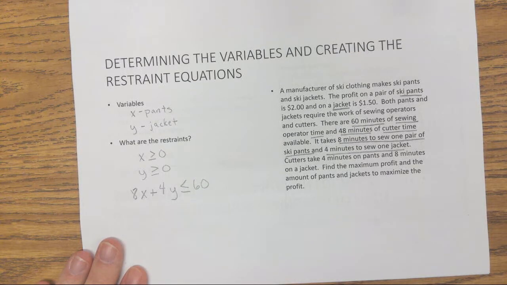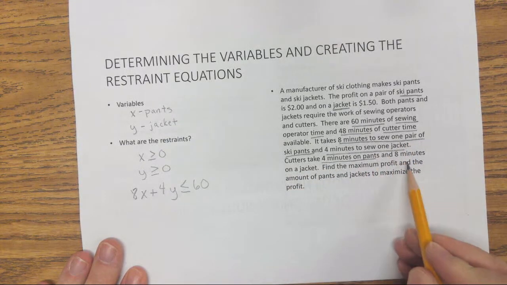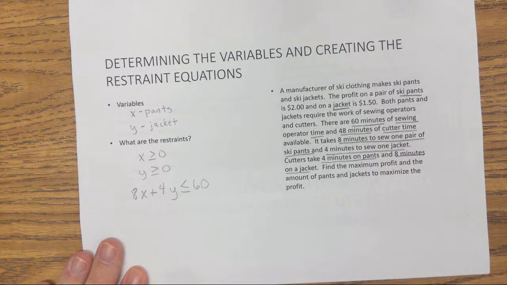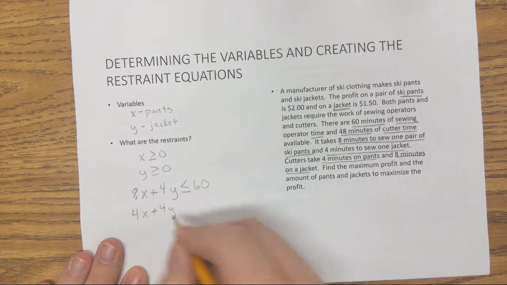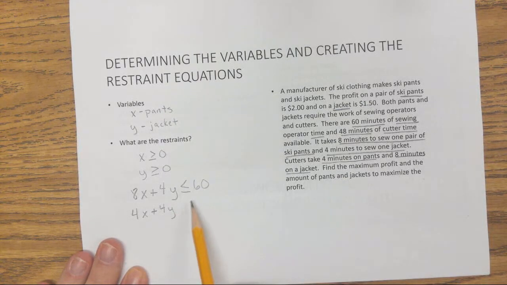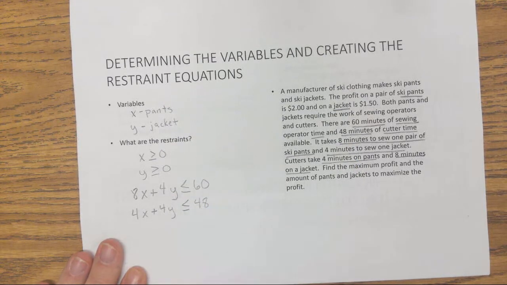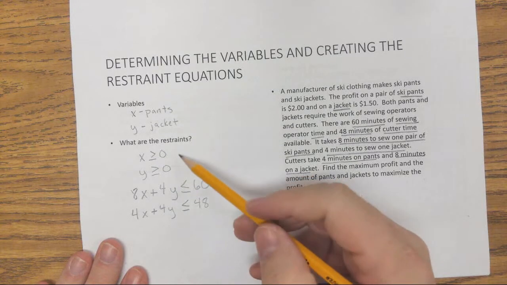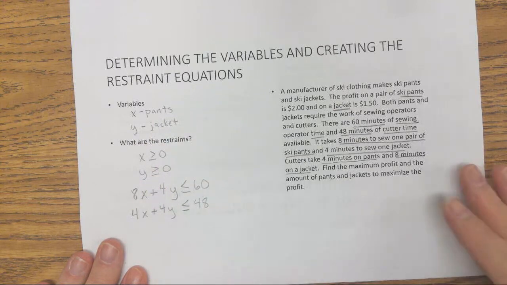Okay, what's the other thing? Cutter time. Alright, well it says 4 minutes on the pants, 8 minutes on the jacket. That means 4 times X on the pants plus 8 times Y on the jacket has to be less than or equal to 48 minutes, so that's the total time. Okay. Now I have my restraint inequalities set up, and I'm ready to continue on with my problem. You always want to define your variables and set up your restraints. Alright.